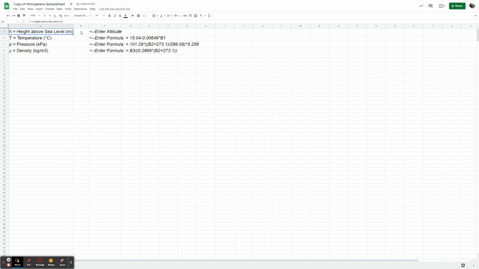I'm going to do the example problem, and you may recall the example problem had an altitude of 6,000 meters. So I'm going to put 6,000 in here, hit enter. Then all I need to do on these other ones is type in the formula. You can see the formula is right there, so I'm just going to type this in.